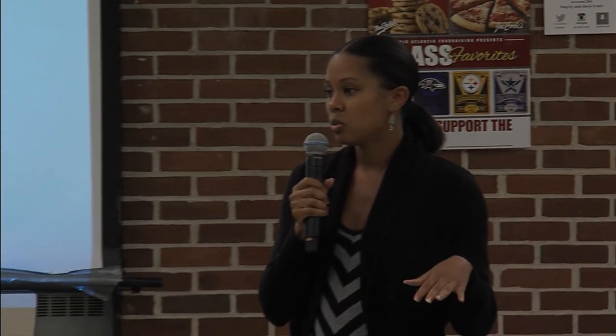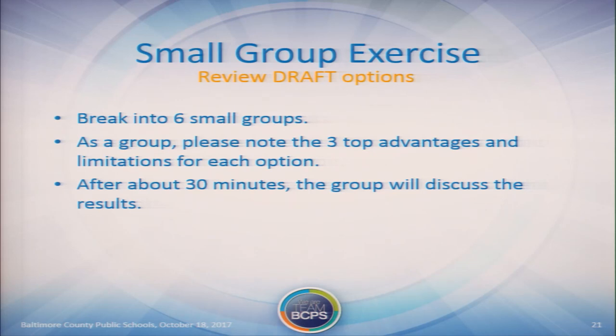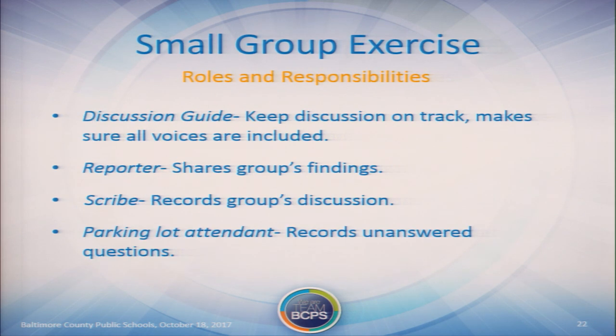So I just want to briefly describe what we'll be doing. You're already broken into your groups, and what we're going to do is look at each option, and together in your groups, you're going to identify three advantages for each option and three limitations for each option. So you have to come to consensus around the top three, and then, for lack of better wording, your bottom three, right? We're going to give you about 30 minutes to do this, and then we'll come back and share, okay?